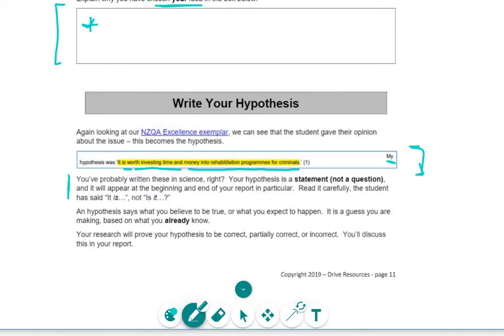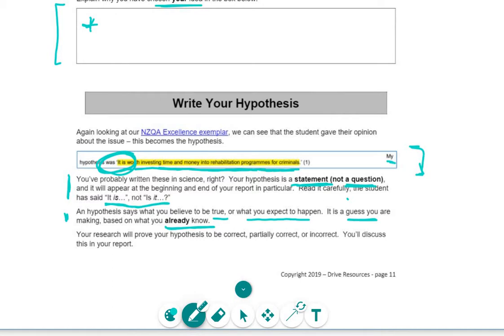Now, as I said, you've probably done this in science. So one of the things to remember is that your hypothesis is generally a statement, not a question. Now, look, when I read that out, I made the mistake that I've told you not to do here. I said, is it? It is worth investing, so it's a statement. Your hypothesis says what you believe to be true, what you expect to happen. It is a guess that you're making based on what you already know. Okay, so this student has said, yes, it is. It is worth investing time and money into rehabilitation programs for criminals.